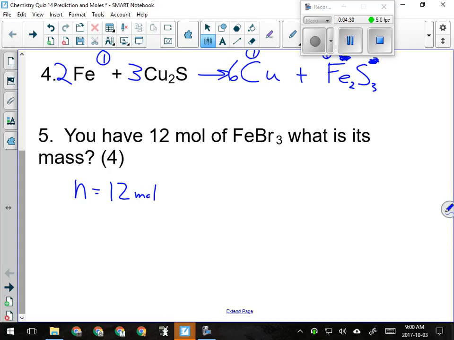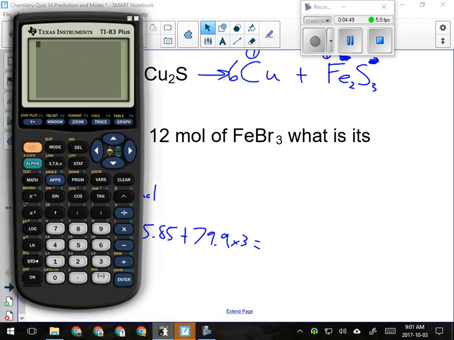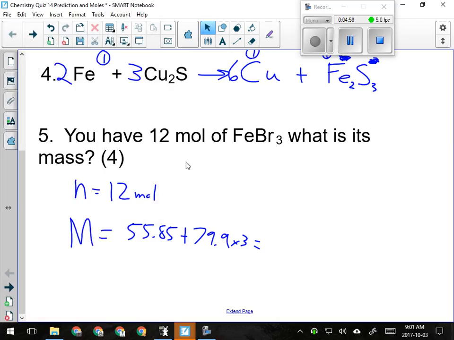And then we have iron 3 bromide, so that'll allow us to calculate big M. Iron is 55.85. Okay. Plus, we got 3 bromines, so 79.9 times 3. 55.85 plus 79.9 times 3. Okay, it's 295.55 grams per mole.